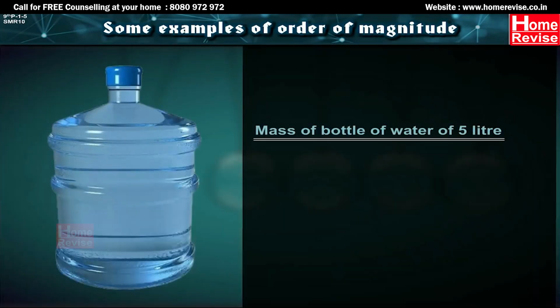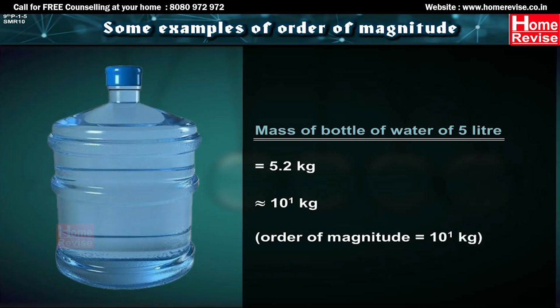Mass of bottle of water of 5 liter is equal to 5.2 kg, which is nearly equal to 10 raised to 1 kg. Order of magnitude is equal to 10 raised to 1 kg.